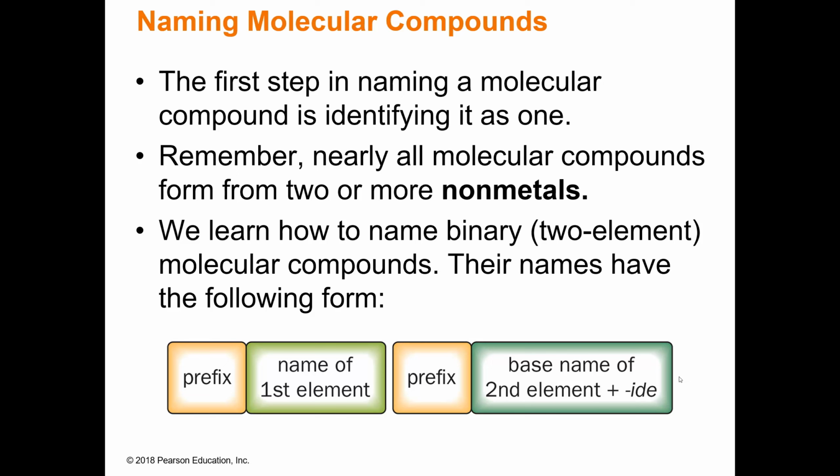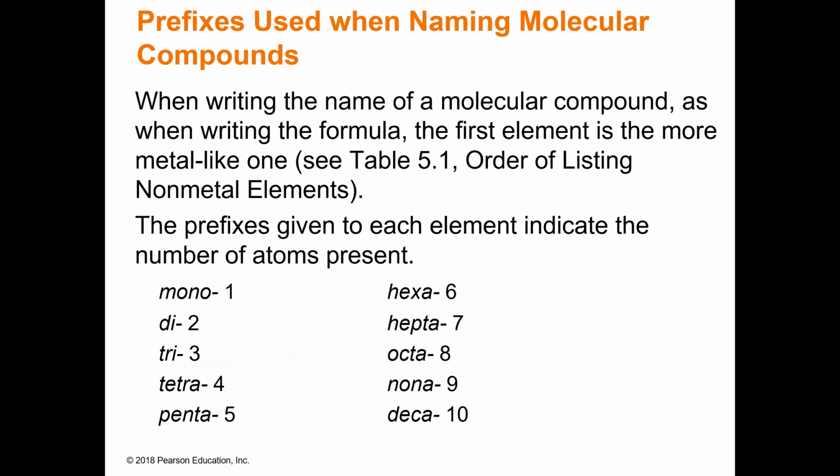Molecular compounds are made of 2 or more nonmetals. You'll often see these in biology and nursing chemistry. Their names use prefixes to indicate how many atoms of each element are present. These are not the same as ionic compounds, so the naming system is different.